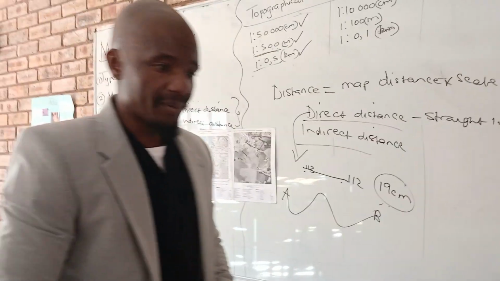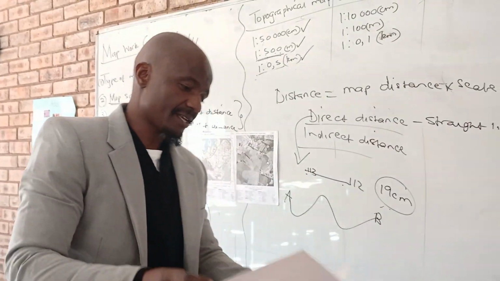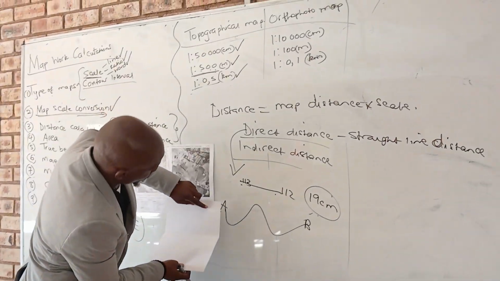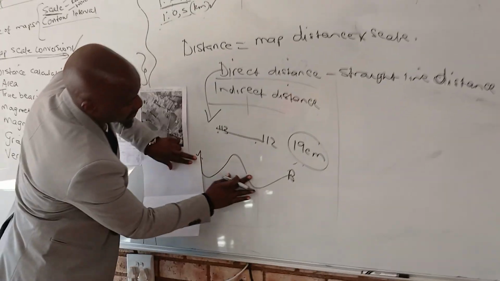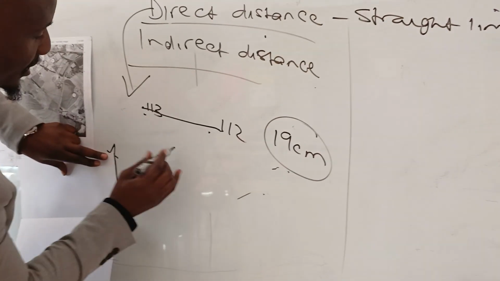Let me just get one paper just to demonstrate. Like for example, you have got this paper. So how do you do it? You go where it starts. Let me just make it up to here.